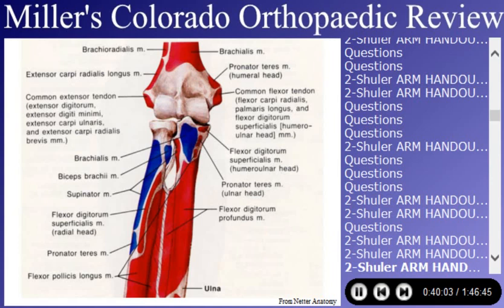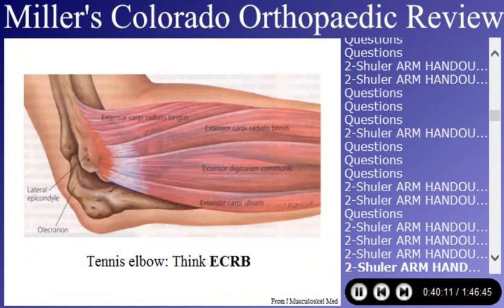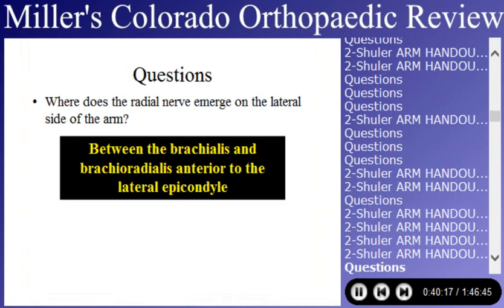This is a diagram to show you things. Don't forget up here the tennis elbow. We'll go over the test question on that. Tennis elbow, you think what? Extensor carpi radialis brevis attachment. Radial nerve emerges on the lateral side of the arm. Brachialis, brachioradialis, anterior lateral epicondyle.